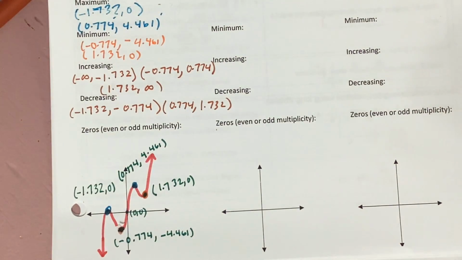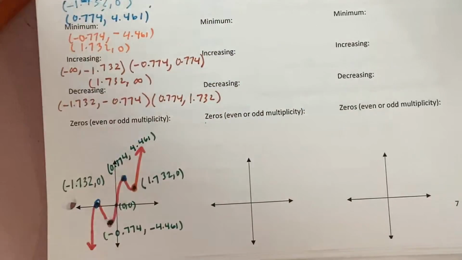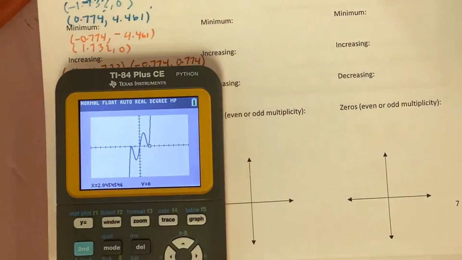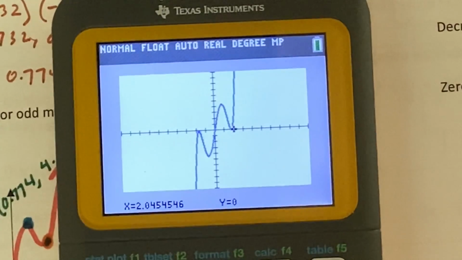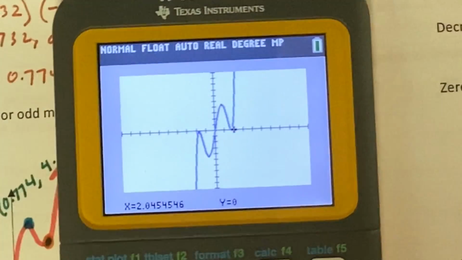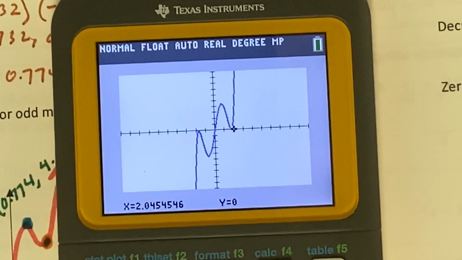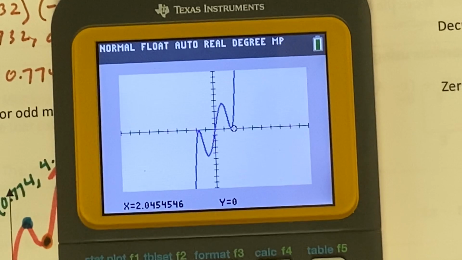All right, now I don't have room for this, but let me pull my graph back up. Okay, so from the graph, you should be able to tell whether your zeros have even or odd multiplicity. So this zero right here, is that going to be even or odd? Even. Why is it even? It bounces. What about the one at 0? That's odd because it crosses, and then this one would be even because it bounces. Okay, does that make sense?